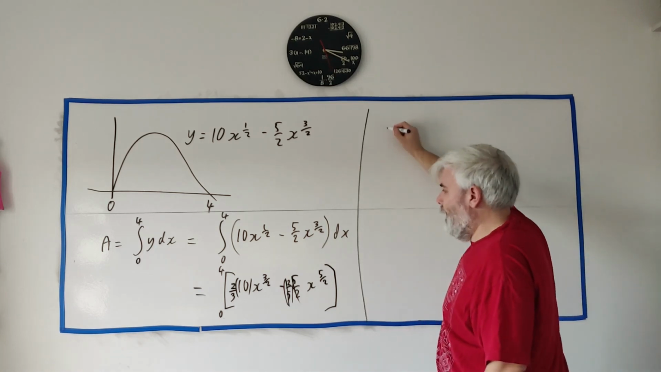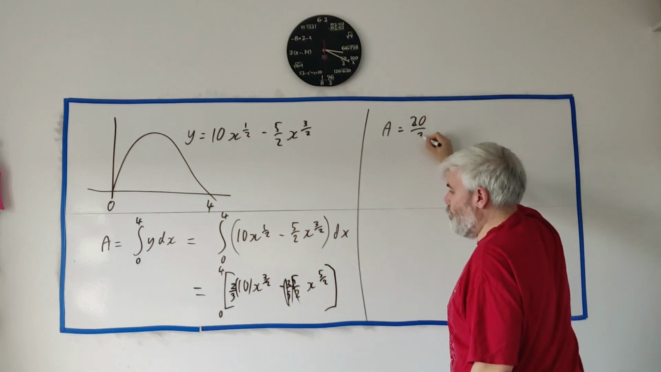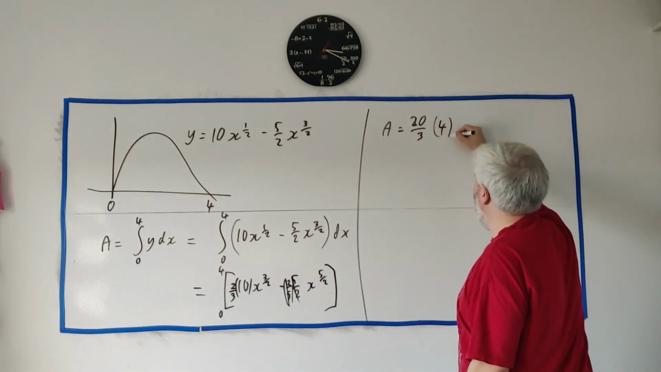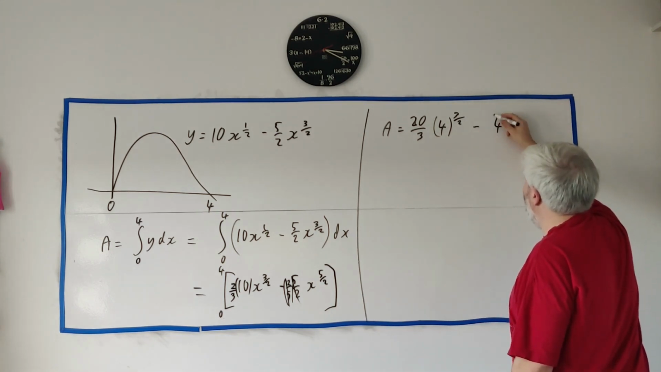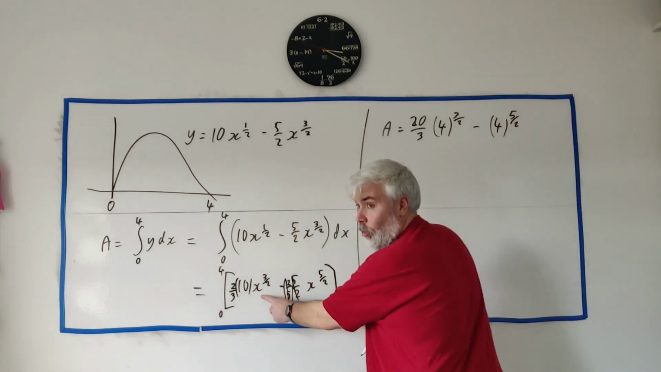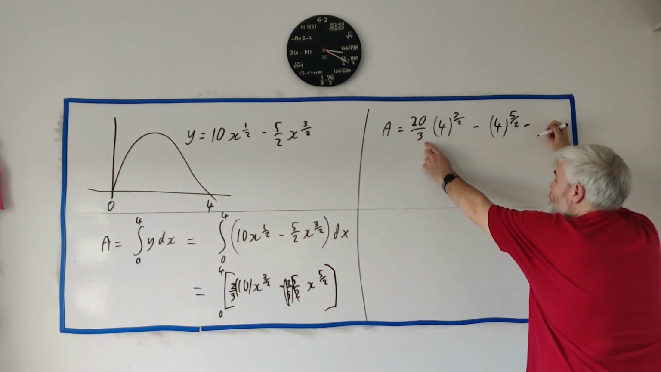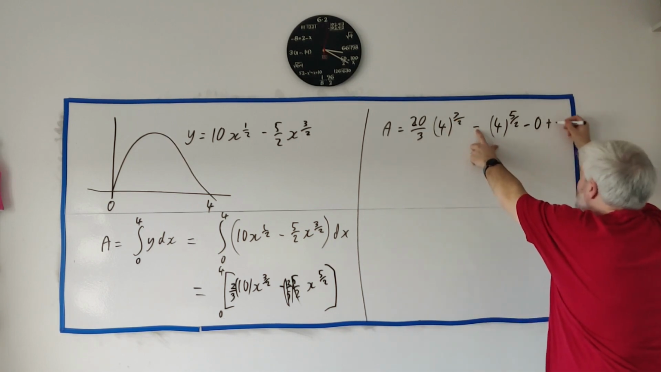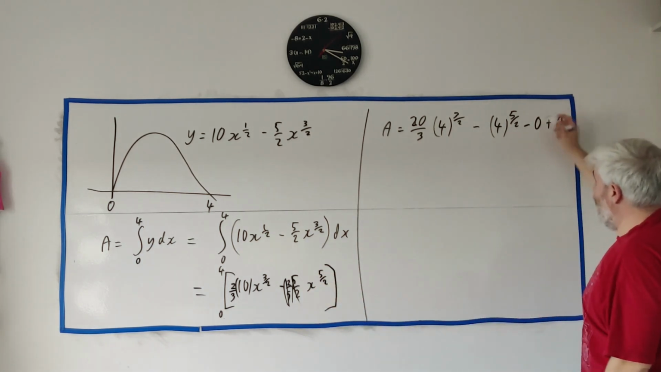Let's continue up here. The area is equal to 20 over 3. Instead of x, we're going to put 4 in: 4 to the power of 3 over 2, minus 4 to the power of 5 over 2. And then we minus what we get when we put 0 in. Let me just write it in: minus 20 over 3 multiplied by 0 to the power of 3 over 2. That's 0. Minus, that's a plus, 0 to the power of 5 over 2. That's 0.